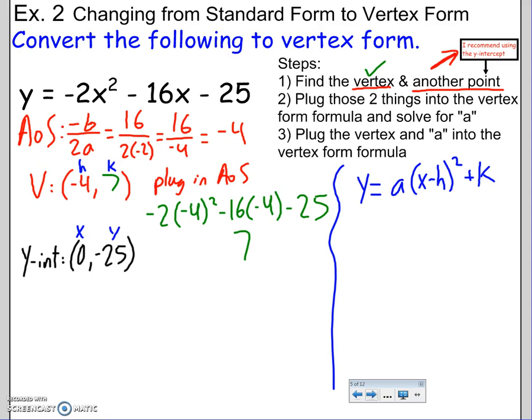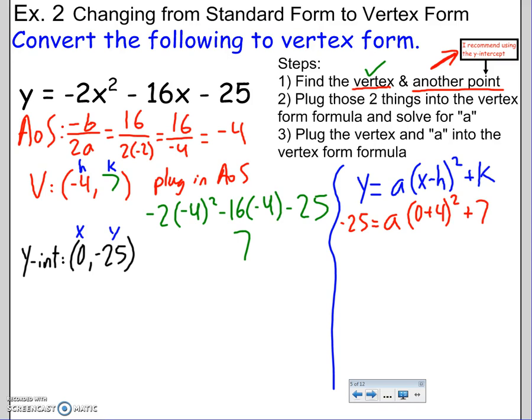I remember the vertex is always h comma k. So I plug those numbers in. So y equals, well, y was -25, equals, we don't know a, we got to solve for that. X was 0 minus h. Remember, this is opposite. So really that's -1 times -4, or opposite of h. So that makes it a positive 4. So plus 4, close bracket squared, and plus k, k is 7.